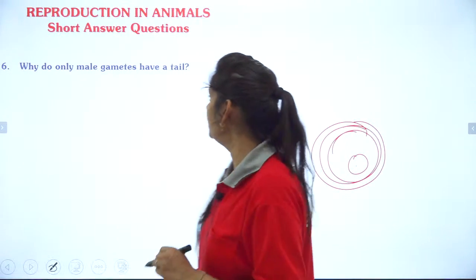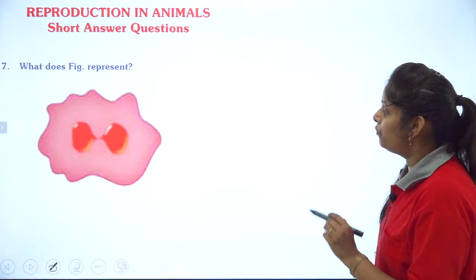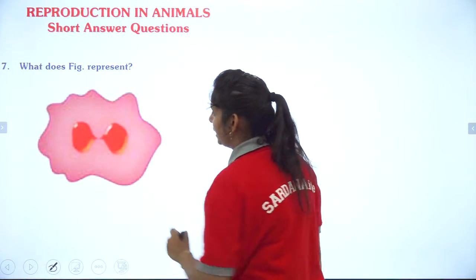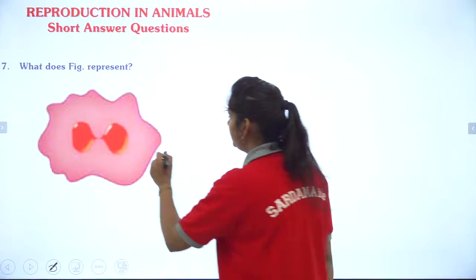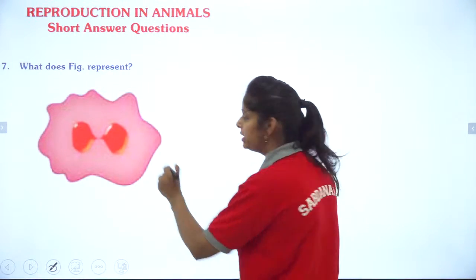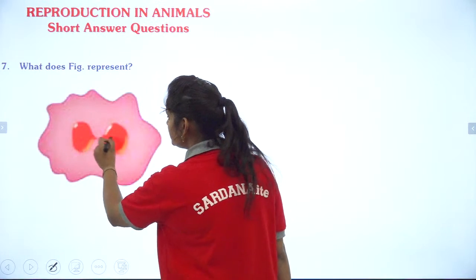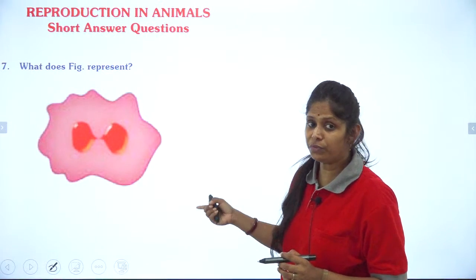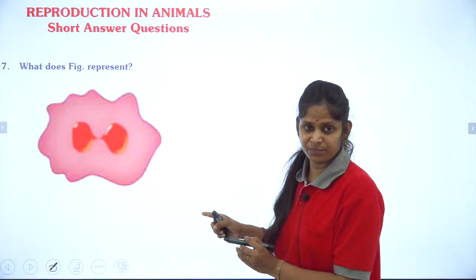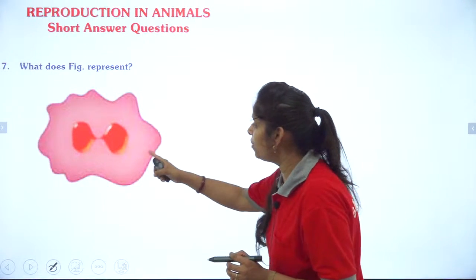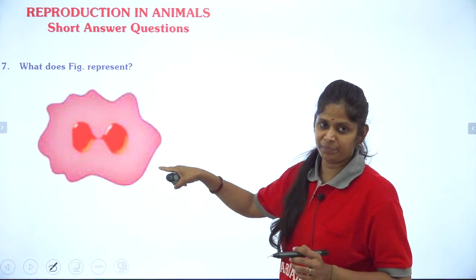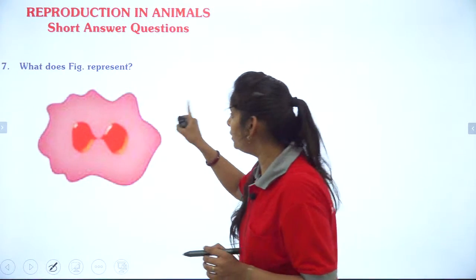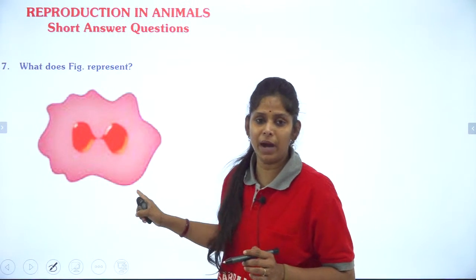Clear? Now question number 7. What does the figure represent? It is asking about this diagram. What are you looking at here? I think it is an amoeba, and this is its nucleus. But this nucleus is dividing. So what will you say? It represents the dividing of nucleus of amoeba.